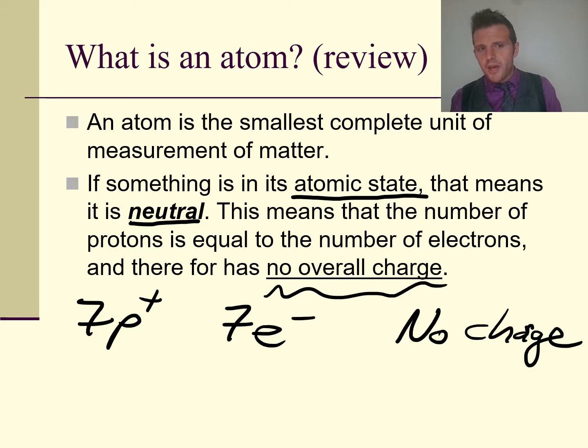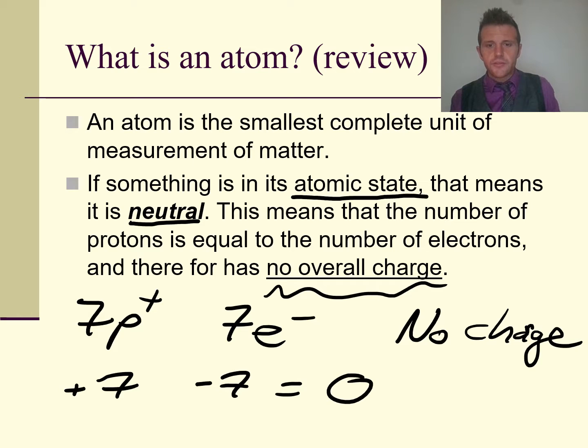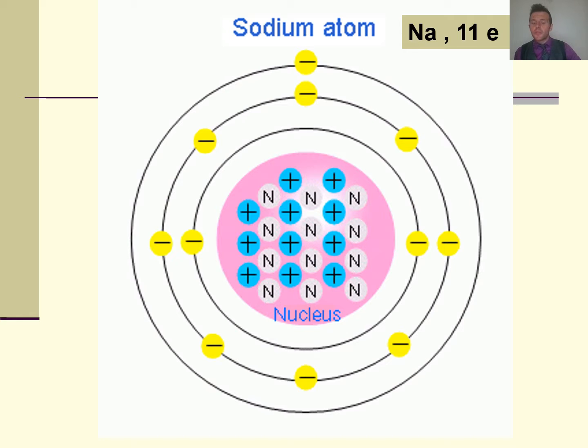You can think about it like math. If I have +7 and then a -7, these two things will end up equaling 0. It's just the idea that equal and opposites will cancel out. This is a sodium atom.